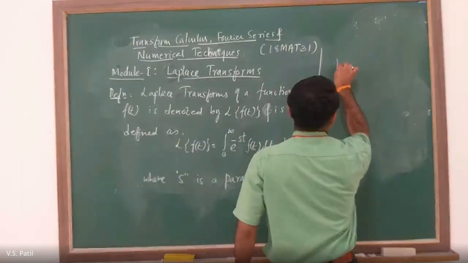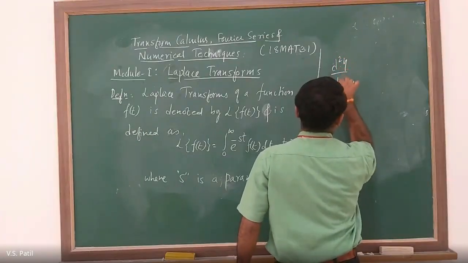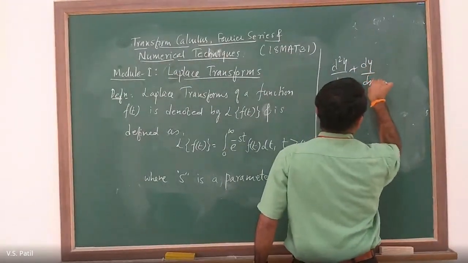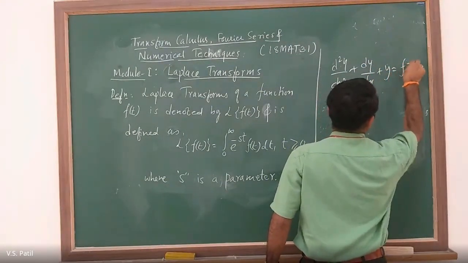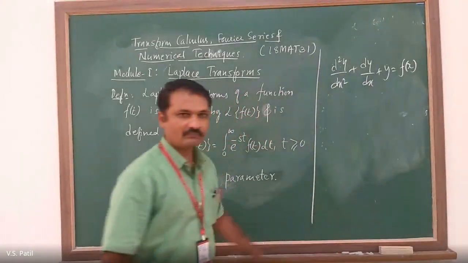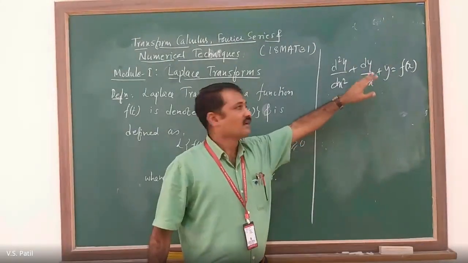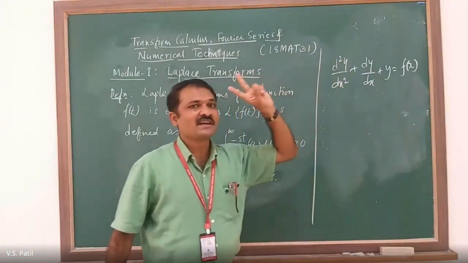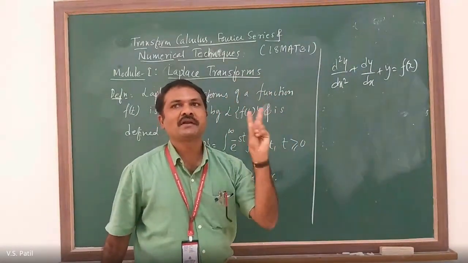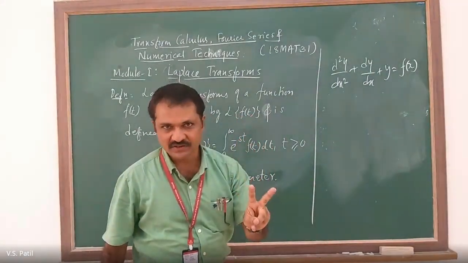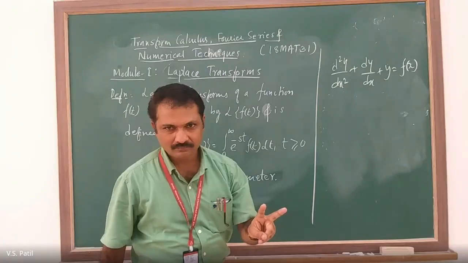See, just consider this: d square y by dx square plus dy by dx plus y equals f of x. Now, what kind of equation is this? This is a second order non-homogeneous differential equation, isn't it? Am I right?